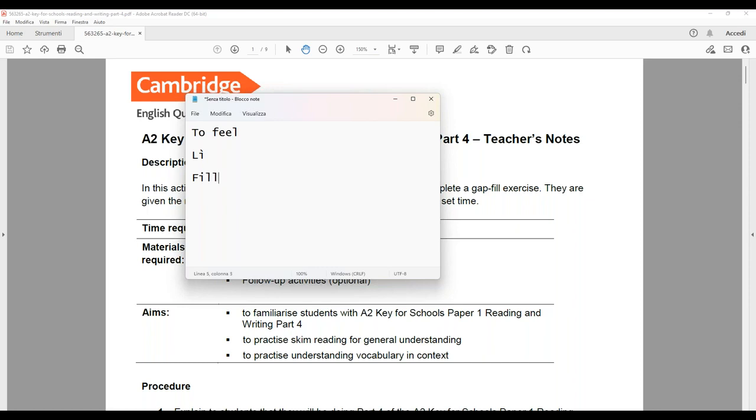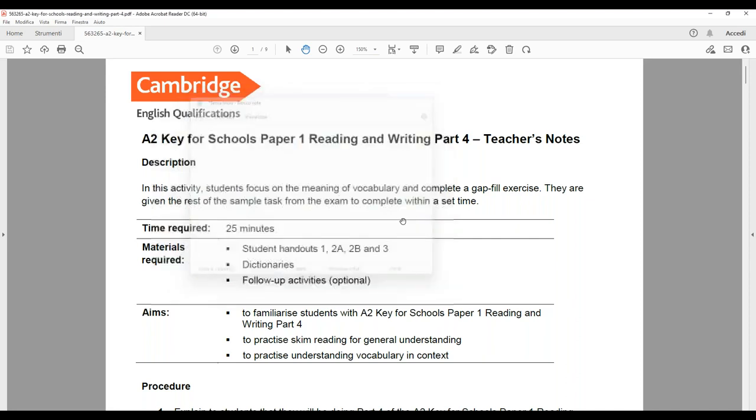Without the accent, fill. So fill the gap is different from to feel emotions. Okay, feel, feelings, right? Feelings, emozioni. To feel, sentire, provare emozioni. So this was a fill the gap kind of exercise.